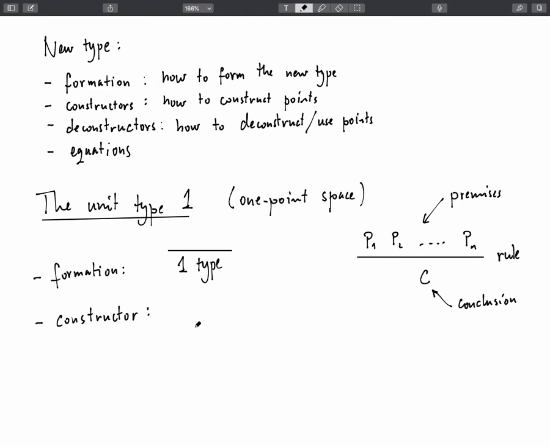Lo and behold, I used the asterisk. Okay, so you just say there is a point called star of type 1. So this is a very simple rule, and now if I want to emphasize that this is now a postulate, I put a line there saying no premises. So this is now saying we have a point.